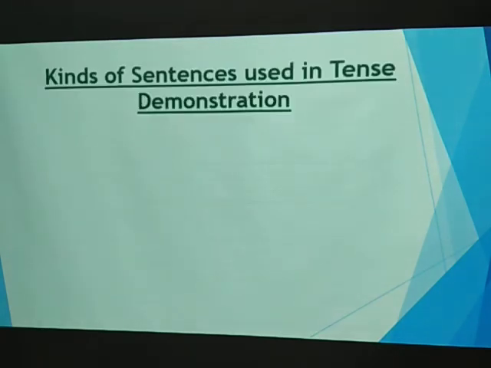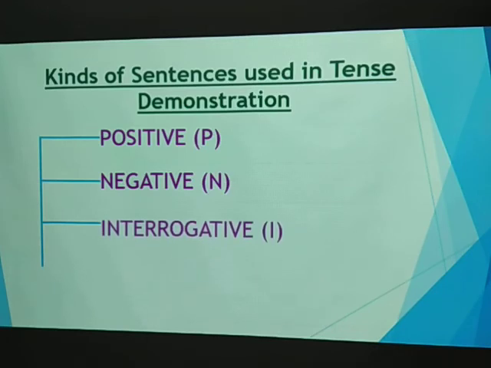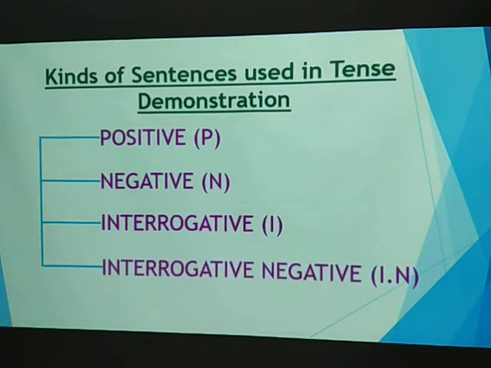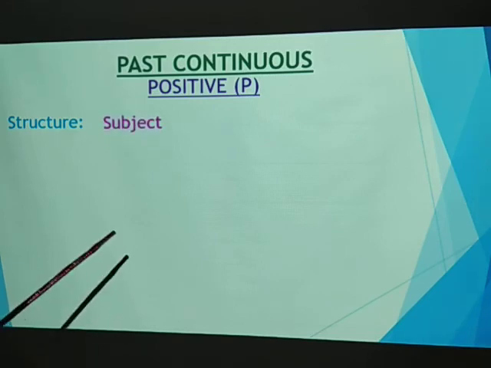Okay, let's come to the kinds of sentences which we will use during the demonstration. The first one is the positive one, the next will be the negative one, the third one will be the interrogative or question sentences. The last one will be the interrogative negative, or question sentences with the sense of negativity in it. Okay. Now let's get on with the topic. The first one is the past continuous positive sentences. Here comes the structure.